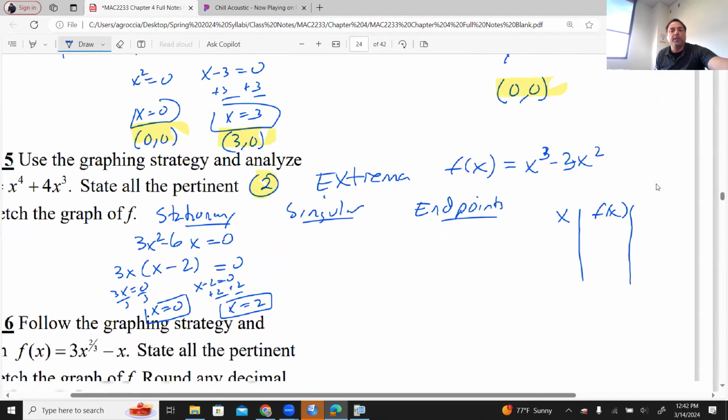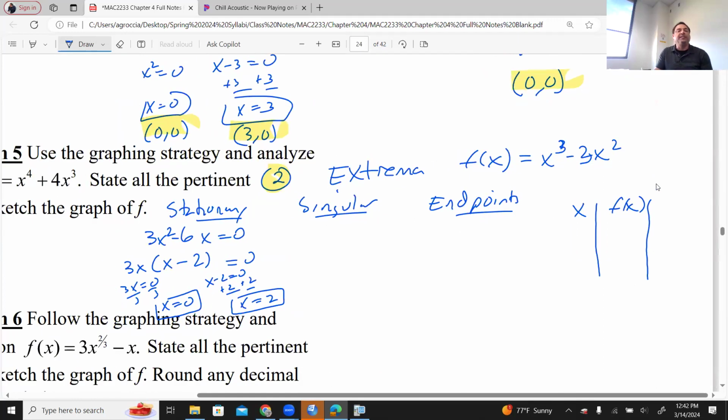Okay? Then, singular. Singular, we look at the derivative. Is there any dividing going on? Is there any chance that this could be undefined? Any number we could plug in at all? No. How do you know that? Undefined means dividing by 0. We're not dividing by anything. There's no x in the denominator. So none. Endpoints. They didn't give me any endpoints. So none as well.